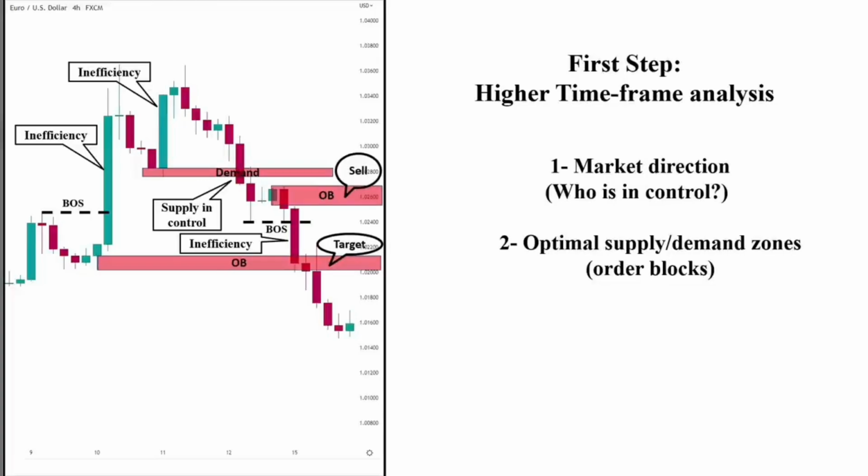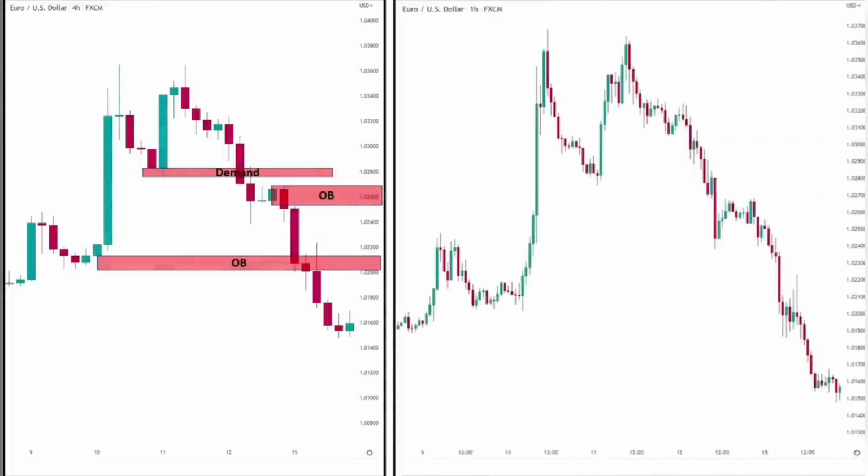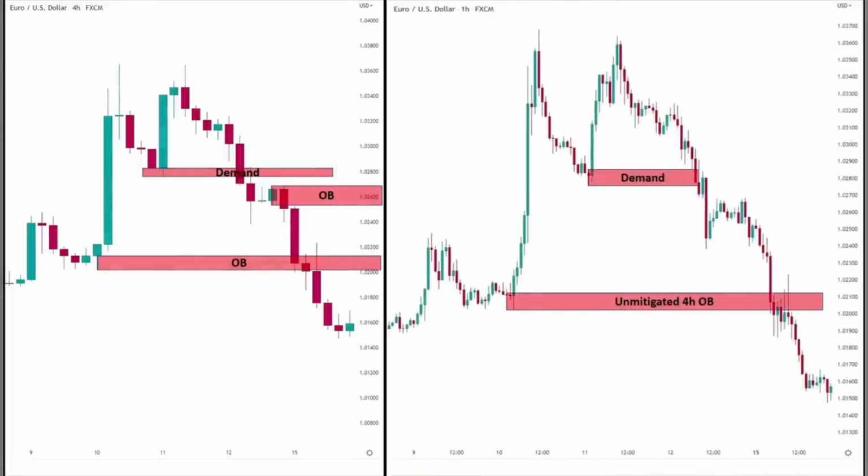We can see much more detail if we look at the same chart in a 1-hour time frame. This is where supply took control in the higher time frame. So now we have both a higher time frame and lower time frame bearish bias. So here we have a perfect order block formation that could have been a selling opportunity, and our target would have been the unmitigated 4-hour order block. So this was just an example to explain how we analyze the chart in the higher time frame.